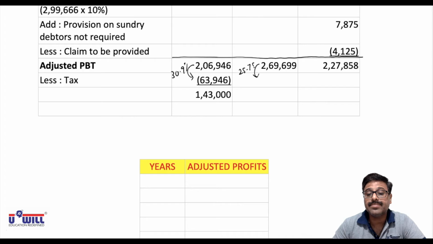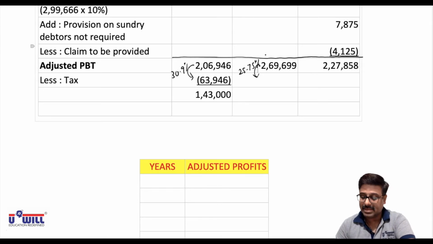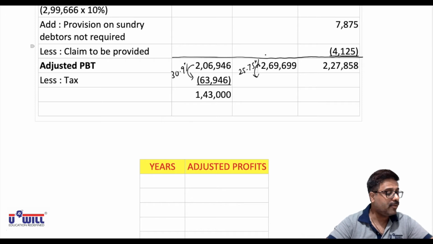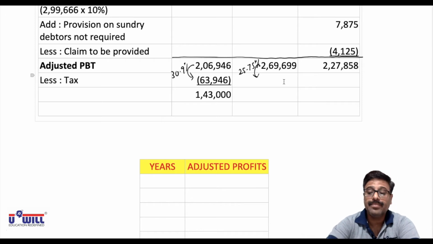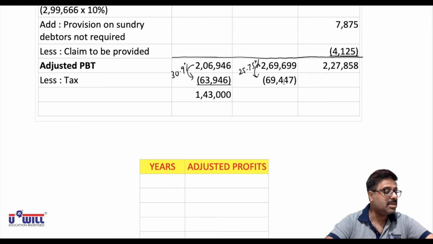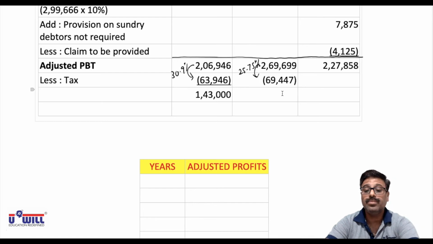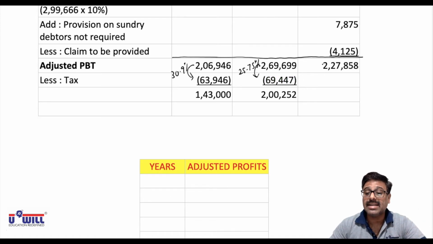Then 269,699, here the tax rate is 25.75%. So 269,699 into 25.75% is 69,447. If you minus that, then you'll get 200,252. That will be the adjusted profit after tax, and here it is a 26% tax rate for the last year.